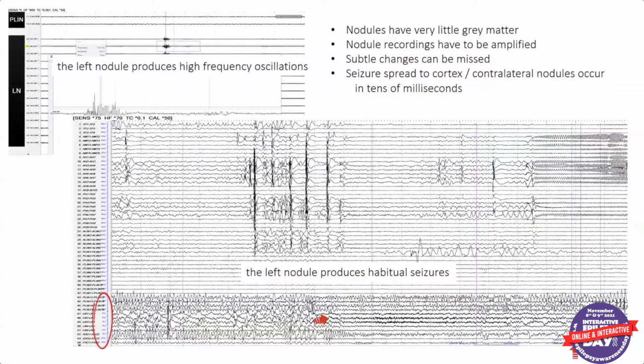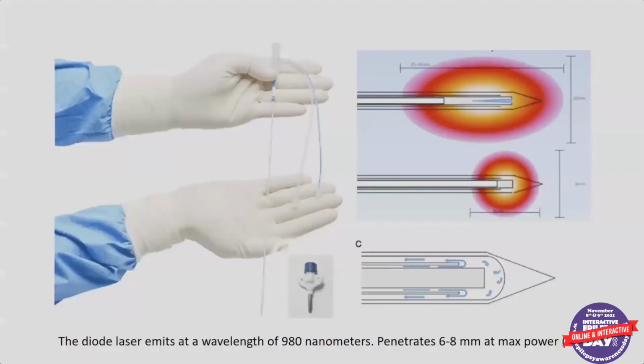It's also worth bearing in mind that seizures spread from the nodule to other nodules and to other parts of the brain can be extremely quick, in the tens of milliseconds. And again, it requires careful analysis of these seizures to see where indeed the seizures have started. And here I'll hand back to Dr. Tandon about how we treat these nodules.